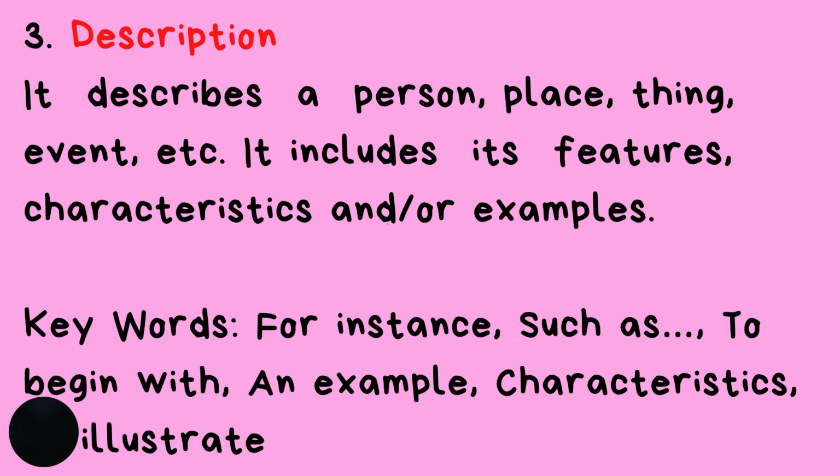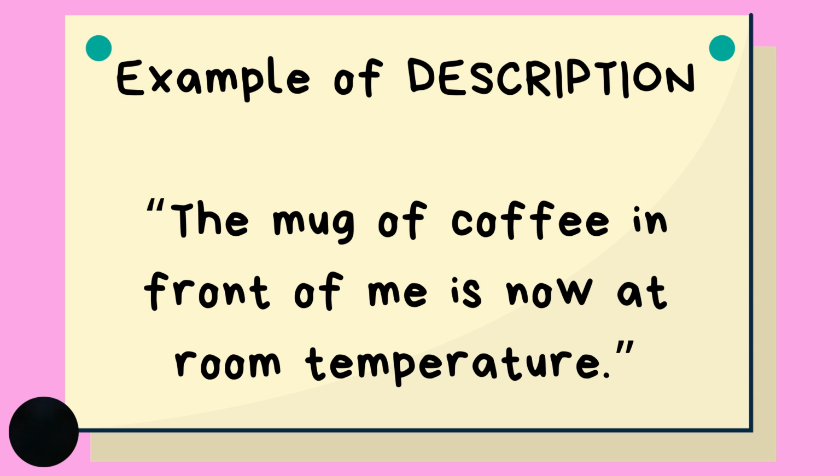Number 3. Description. It describes a person, place, thing, event, and others. It includes its features, characteristics, and/or examples. Keywords: for instance, such as, to begin with, an example, characteristics, to illustrate.